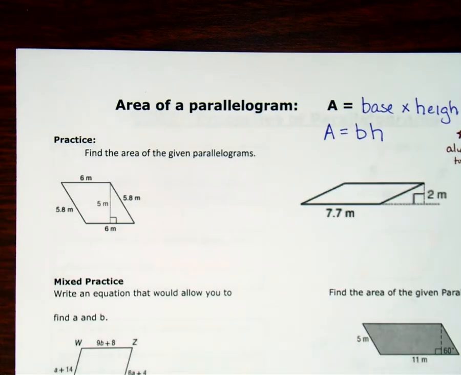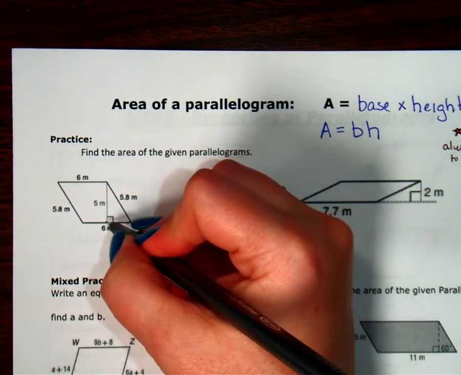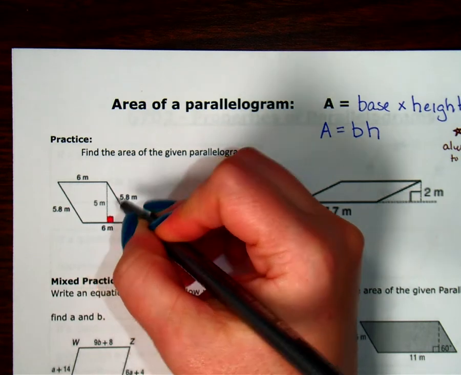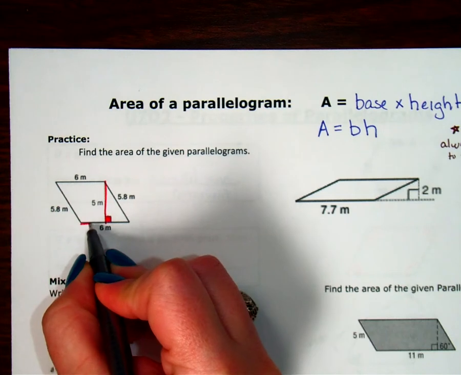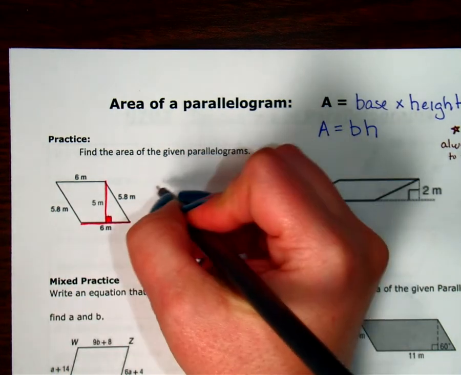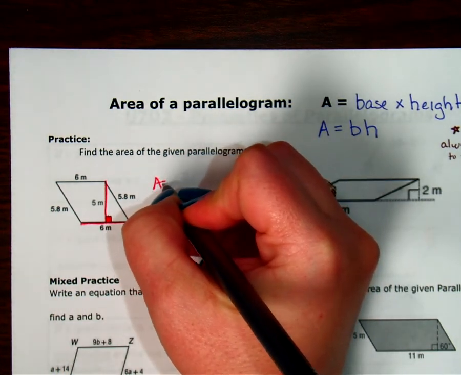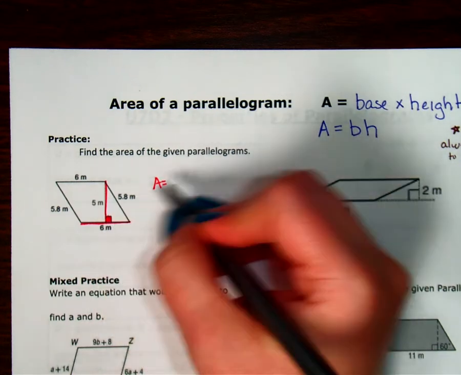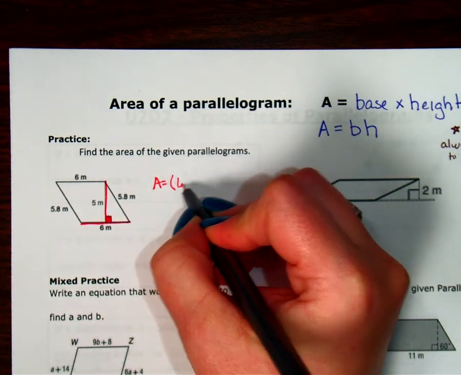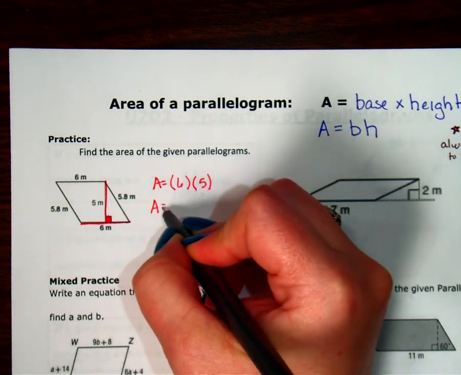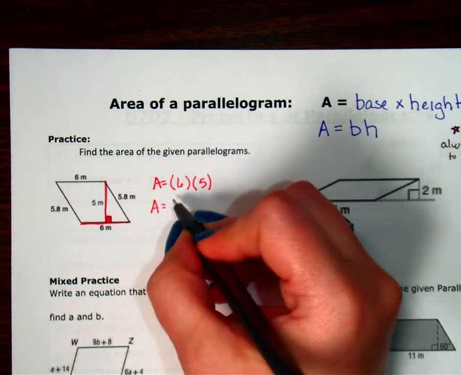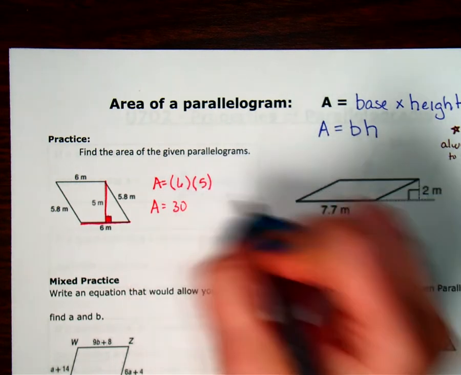Okay? So when I look here, I need to make sure that my base and my height reach each other at a 90-degree angle. So I do see a 90-degree angle here, which means my height and my base have to touch at that 90-degree angle. So the area here is going to be 6 times 5, which is the area equals 6 times 5 is 30.